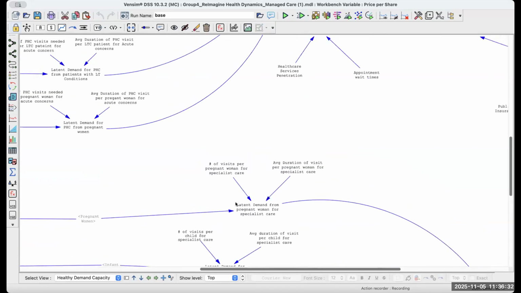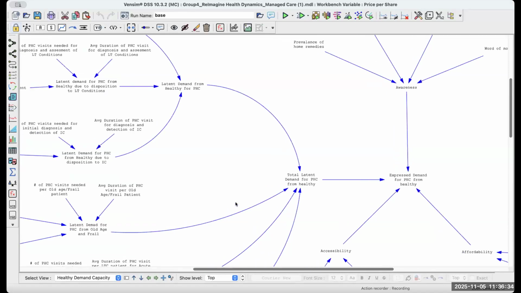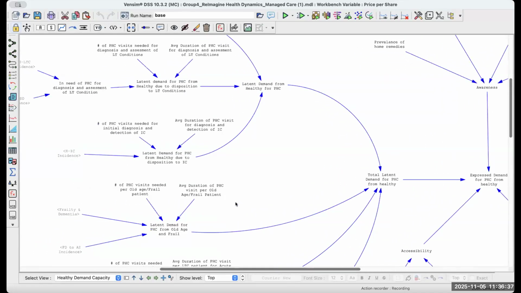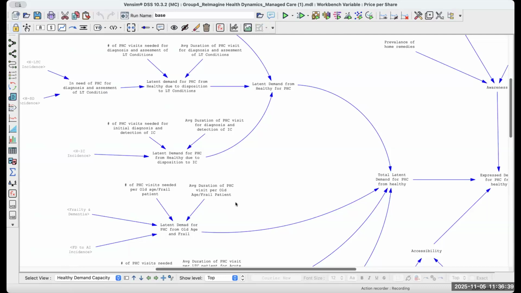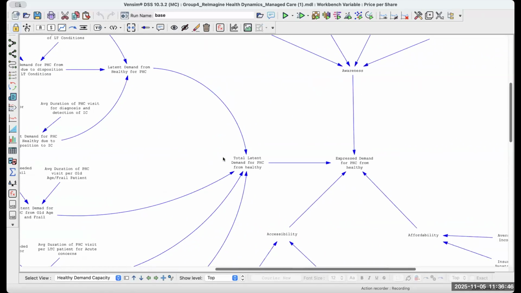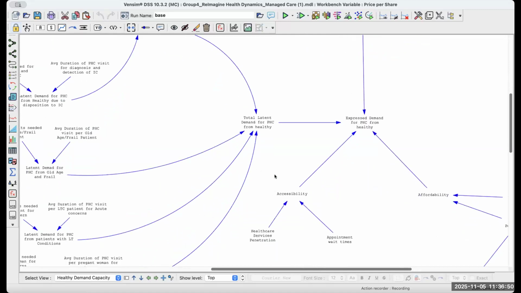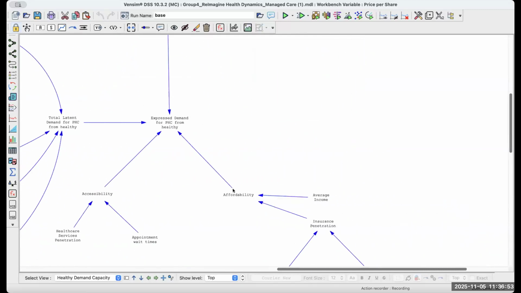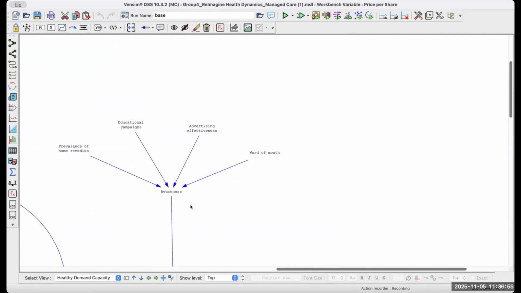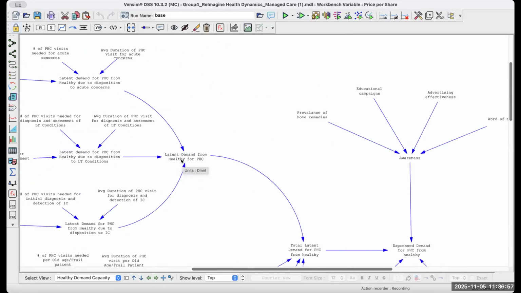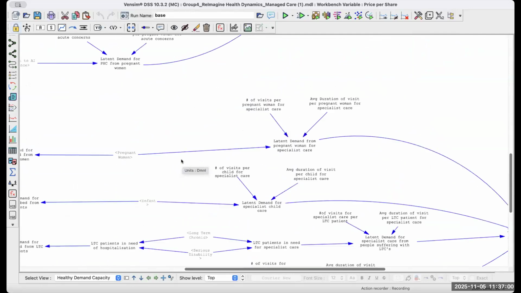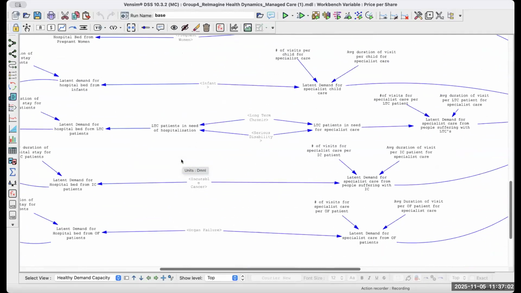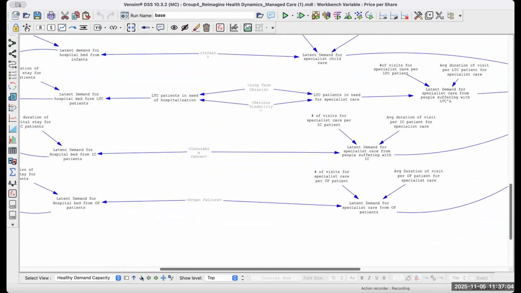So we broke it down into specialist versus generalist care. Then the demand was also split into acute versus chronic problems, the number of PHC visits needed, the average duration of each visit, and therefore what the total latent demand is, and what the express demand is, which is limited by accessibility as well as affordability, as well as awareness. This is not geographical at this point in time, it's more aggregated.